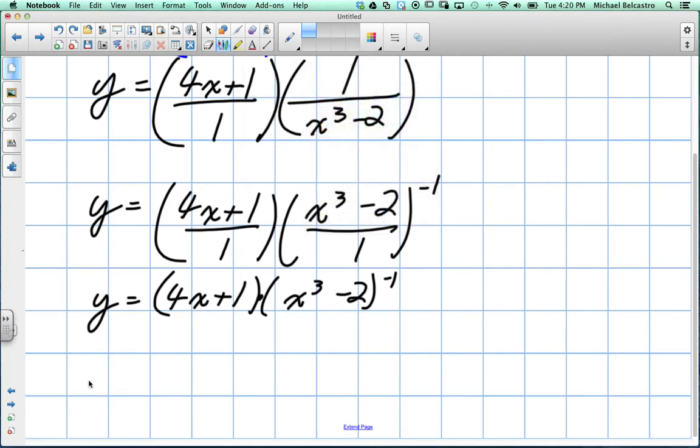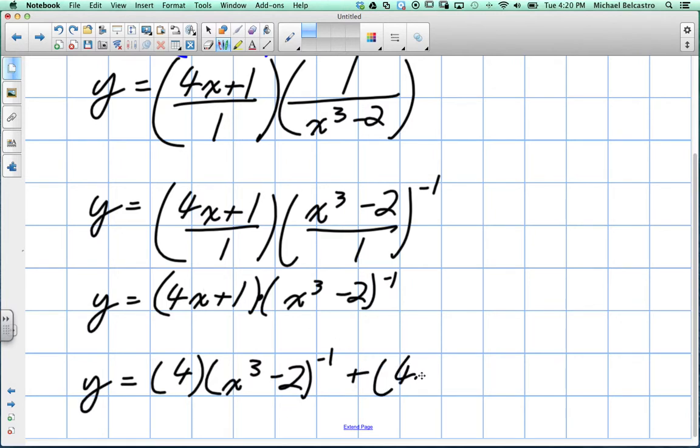So the idea being, if we find the derivative of the first one, the derivative of that is just the value of 4, right? Times (x cubed minus 2) to the power of negative 1, plus the original of the first, which is 4x plus 1.